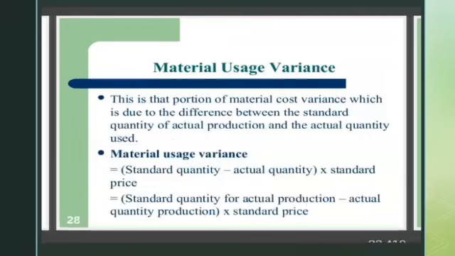Material usage variance is the difference between the actual quantity of material consumed and the standard quantity which should have been consumed. Material usage variance can be calculated as: material usage variance is equal to standard price into (standard quantity minus actual quantity).